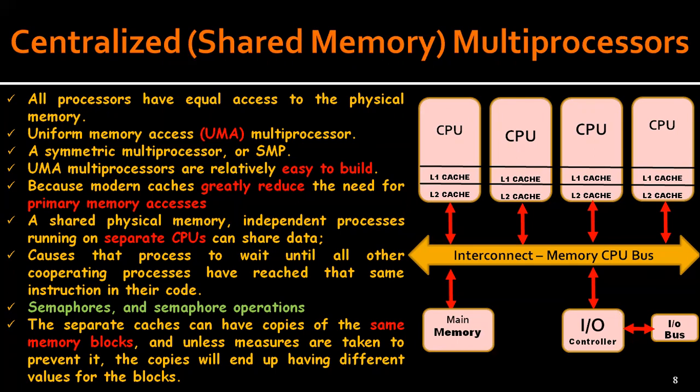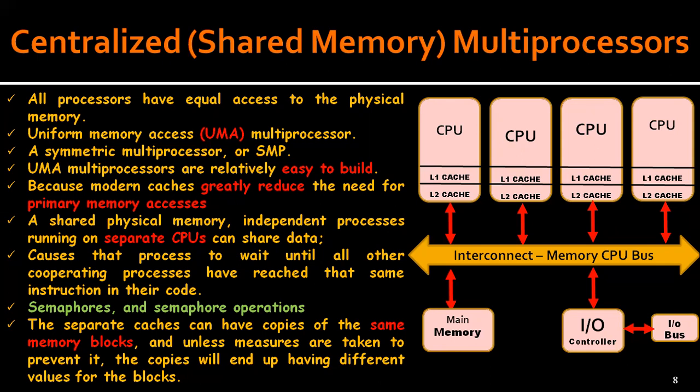And because there is a shared physical memory, these independent processors running on separate CPUs can also share data. So it becomes the programmer's responsibility to ensure that the data is accessed without race conditions, and usually the hardware in this type of machine provides various instructions to make this easier for the programmer, such as barrier synchronization primitives or semaphore operations.